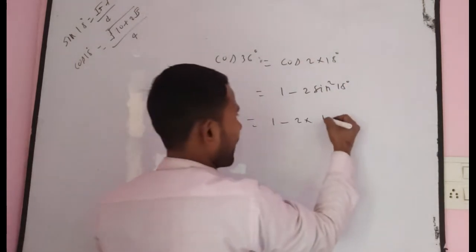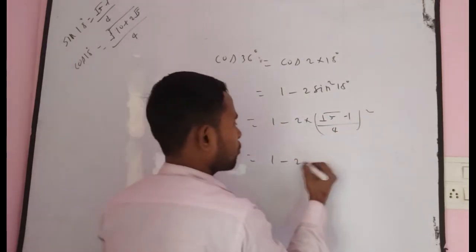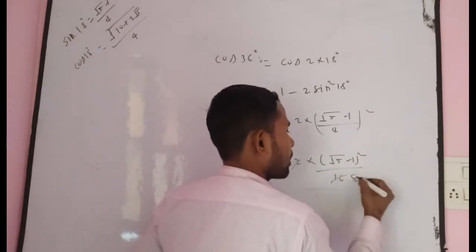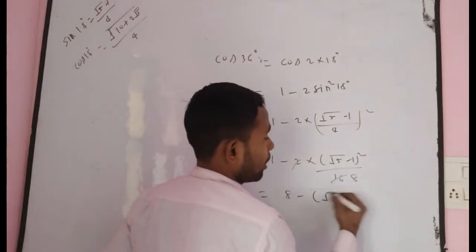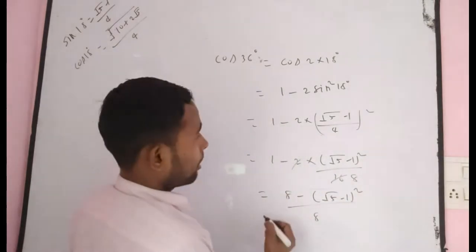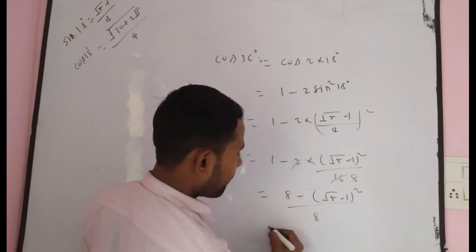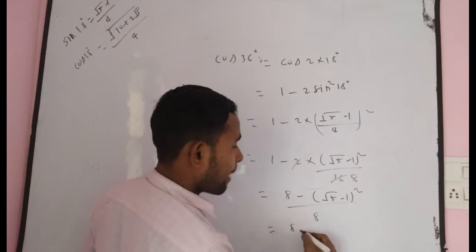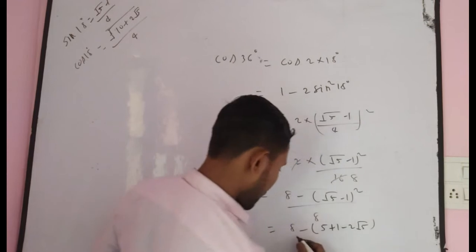Sin 18 is equal to (root 5 minus 1) divided by 4, whole square. If you manipulate, you get 1 minus 2 into (root 5 minus 1) whole square divided by 16. It divides by 8. If you write in standard form, you get 8 minus (root 5 minus 1) whole square divided by 8. It becomes cos 36. Now you have to simplify again. It becomes 8 minus (root 5 minus 1) whole square. If you manipulate it, you get 5 plus 1 minus 2 root 5 divided by 8.